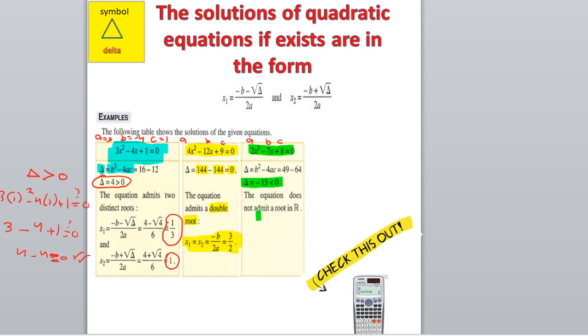So the equation doesn't admit roots in R, or we say no real roots. Relax, that's it, just no real roots. Okay.